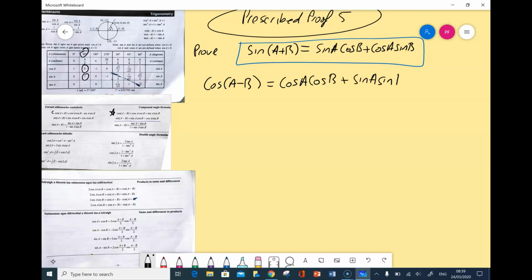Okay, the next step is very unusual. You're going to replace A with 90 minus A. So yeah, it's just one you're going to have to remember. 90 minus A, that's what we're replacing A with, and then I still have my minus B. So all my A's now are replaced with 90 minus A.